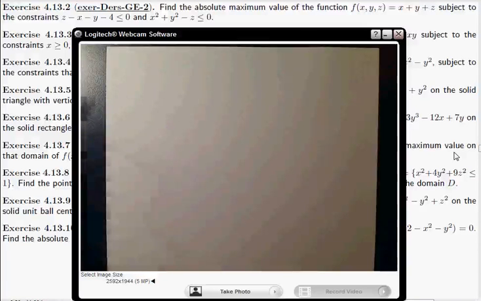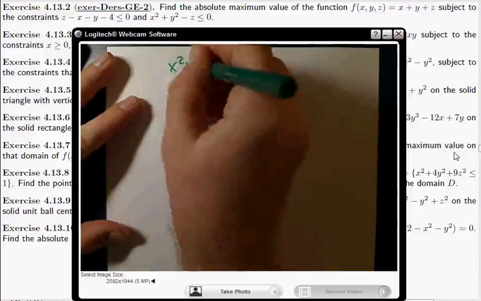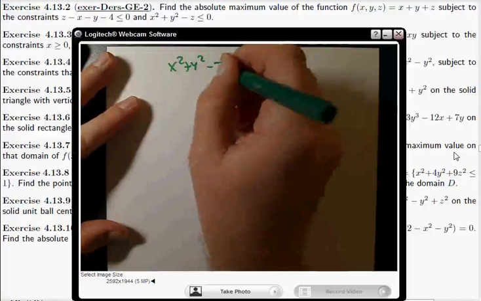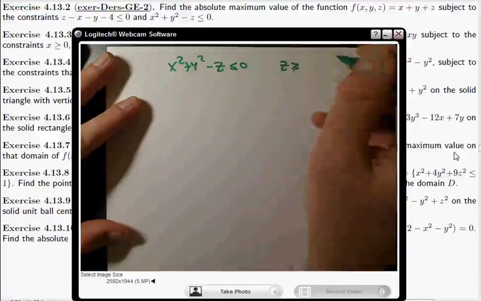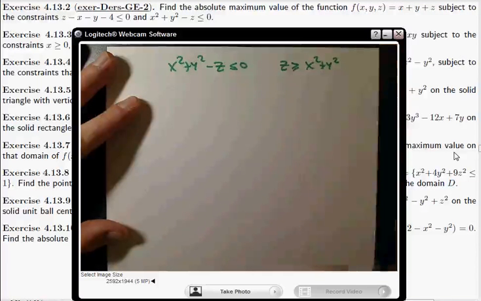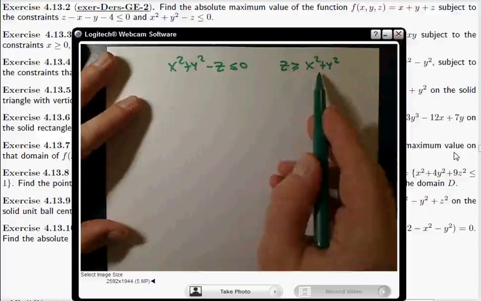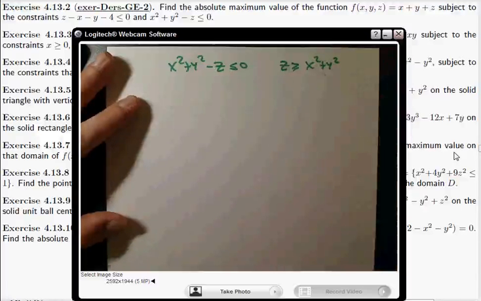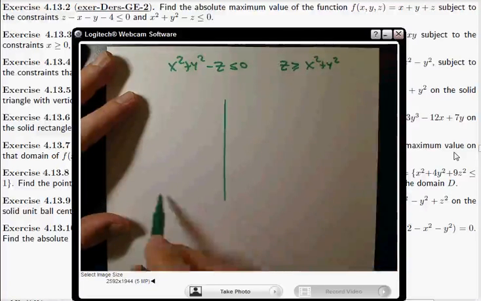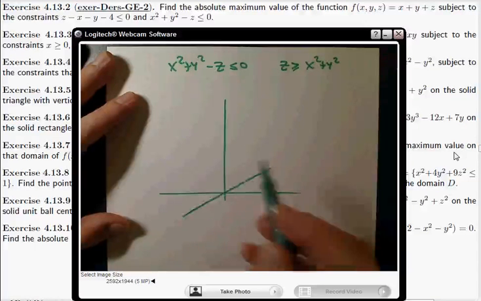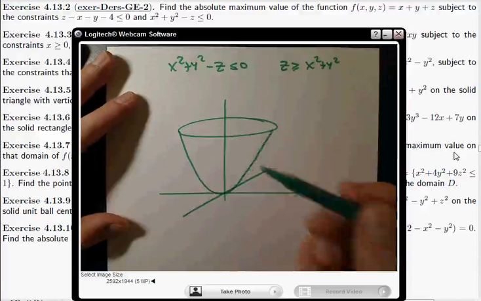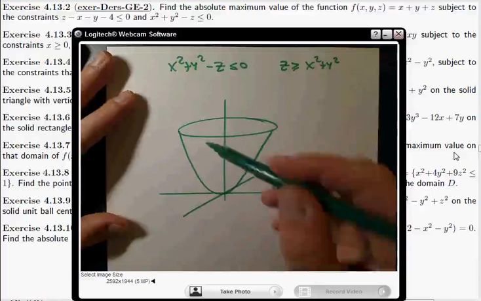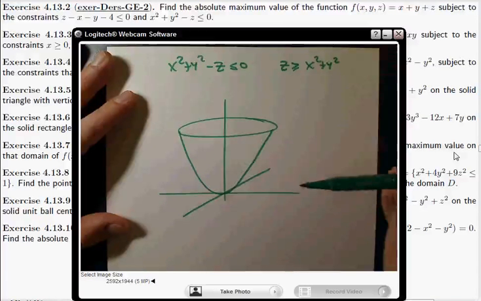First of all, what does this first inequality look like? x squared plus y squared minus z less than or equal to 0. That's equivalent to saying z greater than or equal to x squared plus y squared. And I know what it looks like when z equals x squared plus y squared. Yes, that's a paraboloid. So z greater than x squared plus y squared is going to be the region above that paraboloid. Does that make sense?